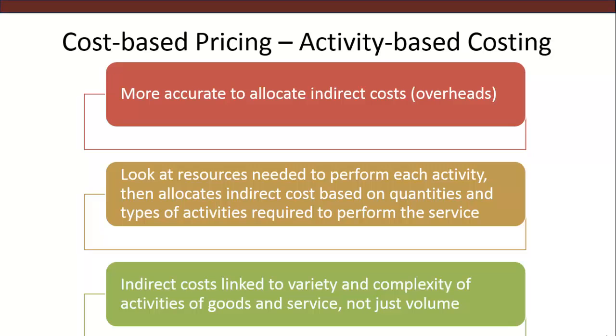Activity-based costing is more accurate to allocate indirect costs or overheads to firms with high fixed costs. It takes a look at the resources needed to perform each activity and then allocates indirect costs based on quantities and types of activities required to perform the service. It also looks at the variety and complexity of goods and services produced.